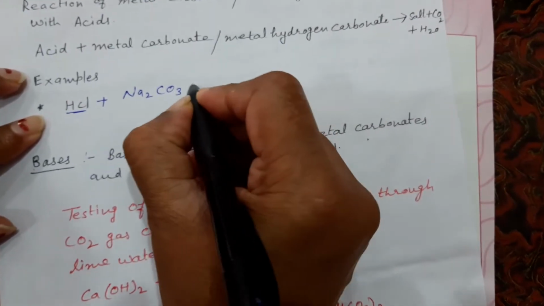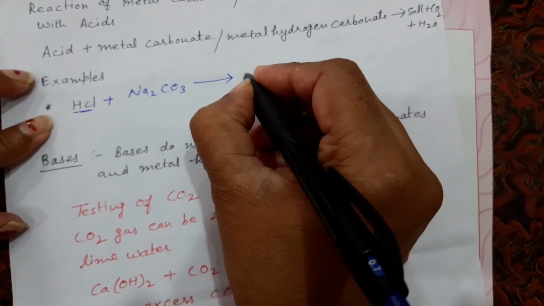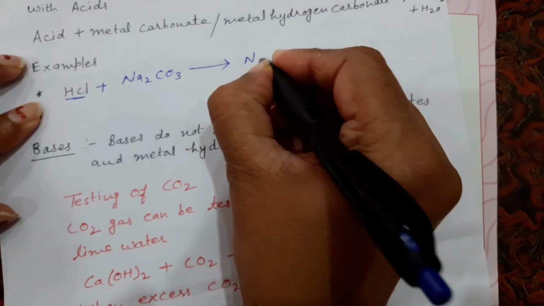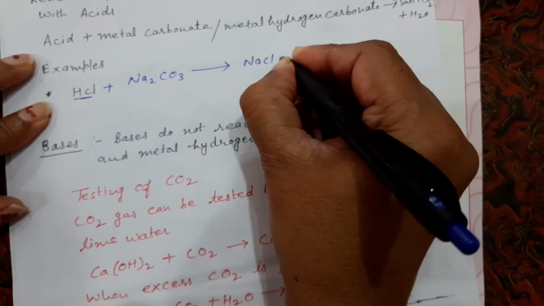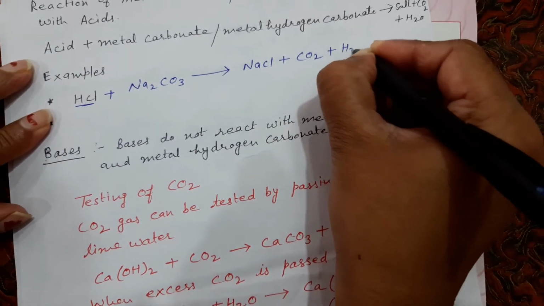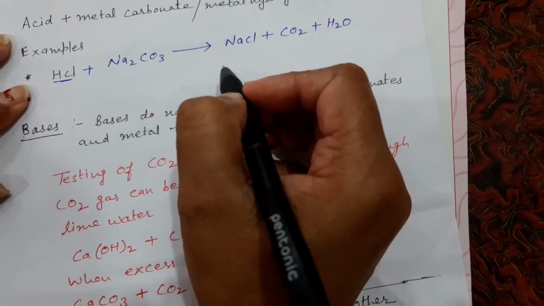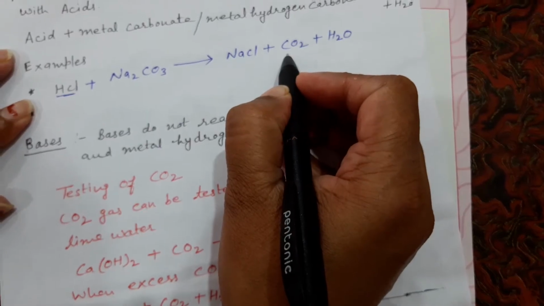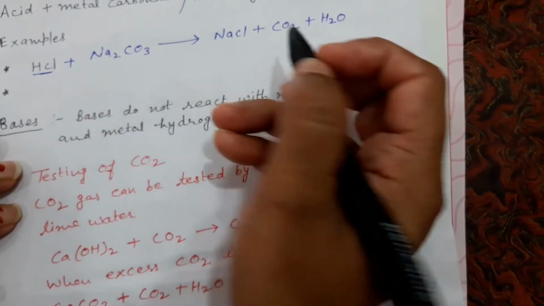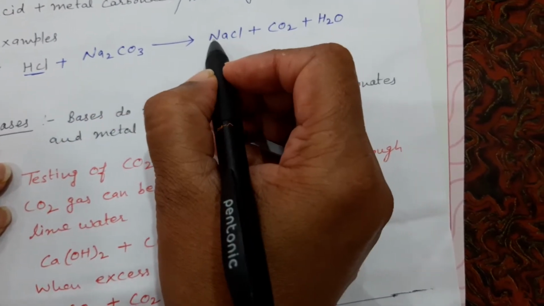This is sodium carbonate. When they react together, they form salt, sodium chloride, plus carbon dioxide plus water. Fine. Now, balance this equation. Is this a balanced equation? No. You have studied in the first chapter how to balance it. Now, we will balance this equation.